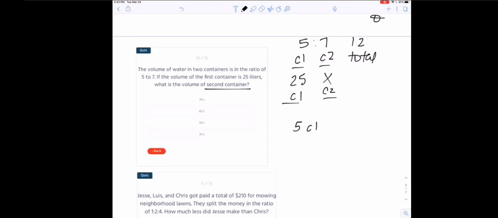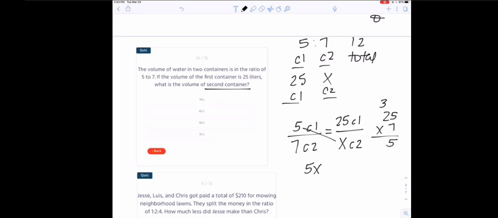So let's set up our fractions. Remember, our first fraction is from our ratio. So 5 is to container 1, 7 is to container 2. 25 container 1, and we don't know what's in container 2. Now let's cross multiply. 5 times x is 5x. 25 times 7, let's figure it out. 7 times 5 is 35, carry the 3. 7 times 2 is 14, plus 3 is 17.